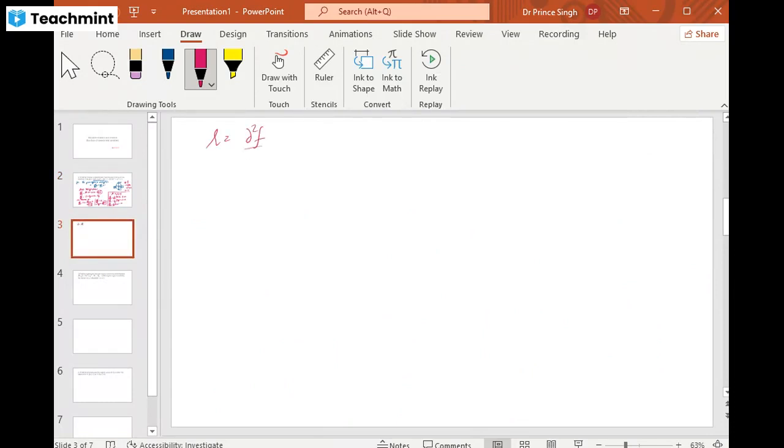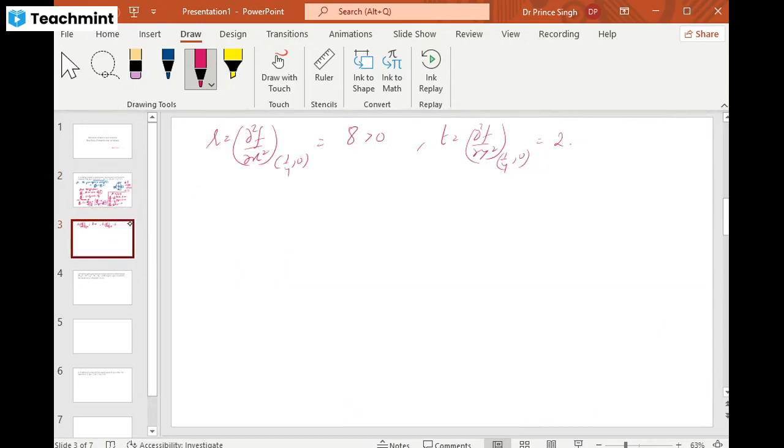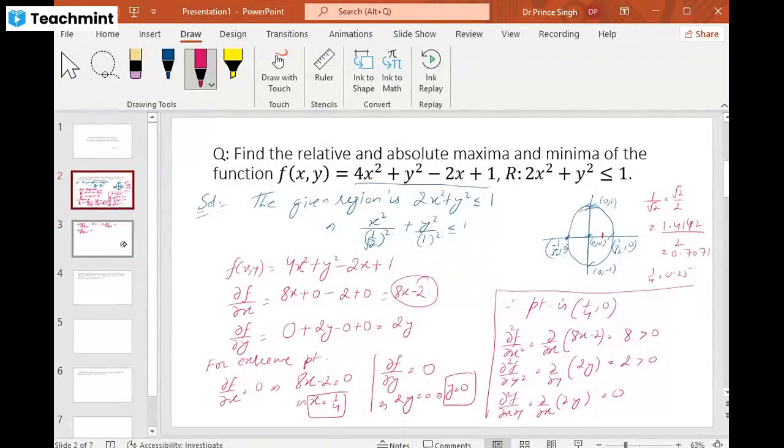r is ∂²f/∂x² at the point (1/4, 0). And because it is already constant, which is positive only, t is ∂²f/∂y² at the point (1/4, 0). And again, because it is constant, it will remain the same, its value is 2. And s, which is ∂²f/∂x∂y at the point (1/4, 0). This is again 0, which is right.